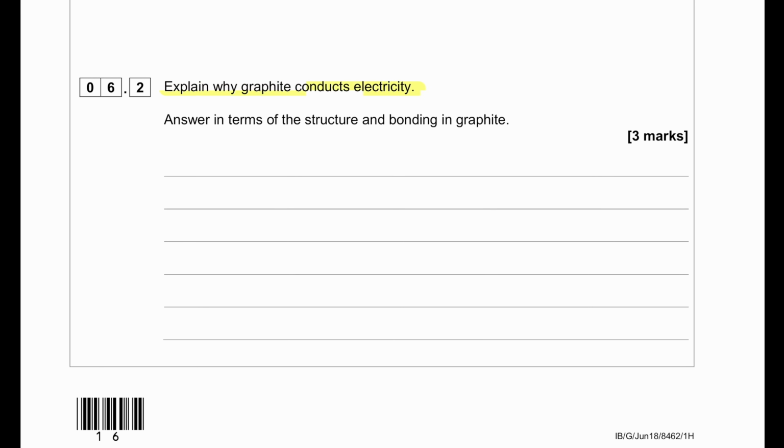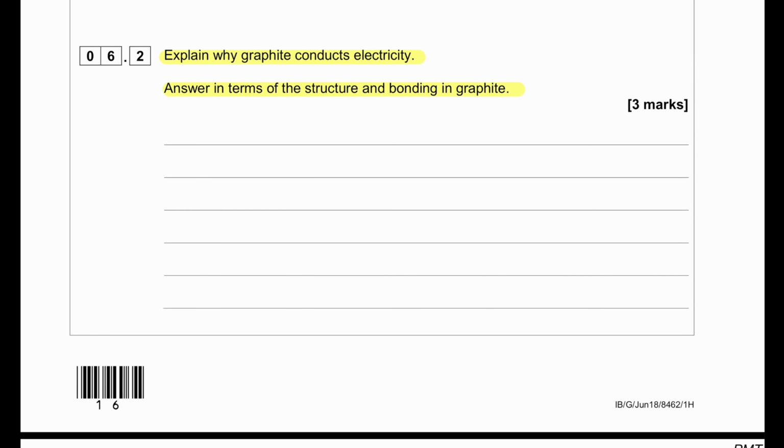Explain why graphite conducts electricity. Answer in terms of structure and bonding in graphite. When we talk about graphite, we have to understand that a single carbon atom inside the graphite is attached to three other carbon atoms by covalent bonds. So there is one electron in the outer shell which is always free, it's delocalized. Since it is delocalized, these delocalized electrons can carry charge throughout the graphite because they're free to move within the structure.